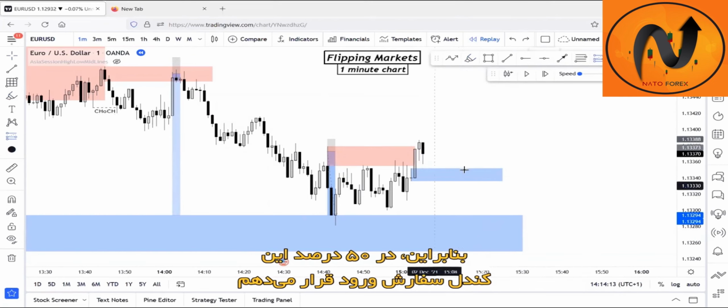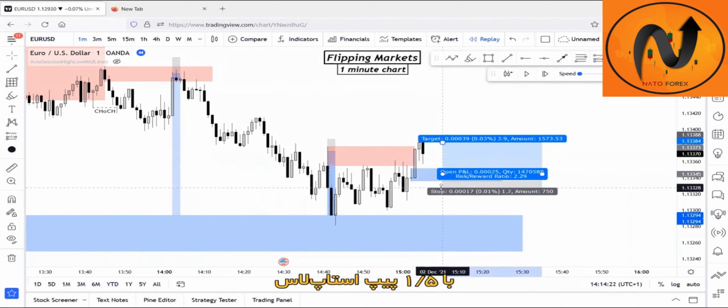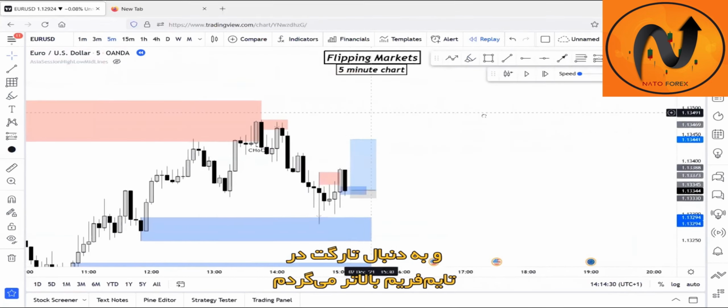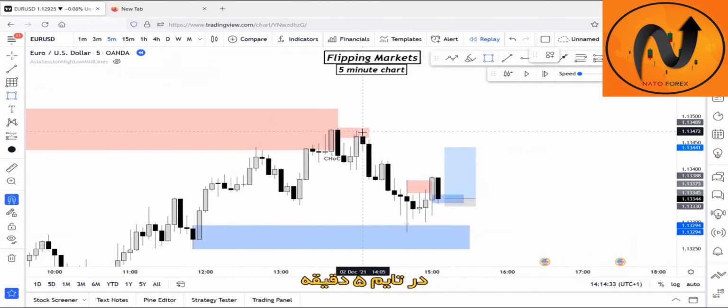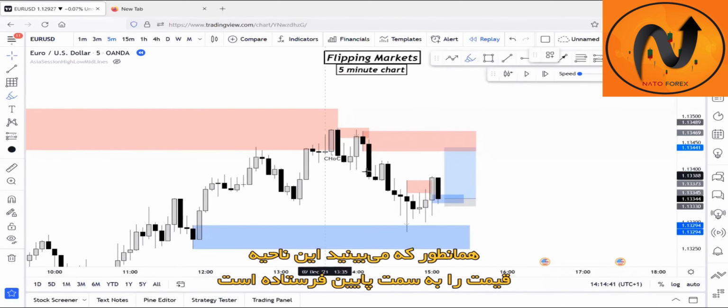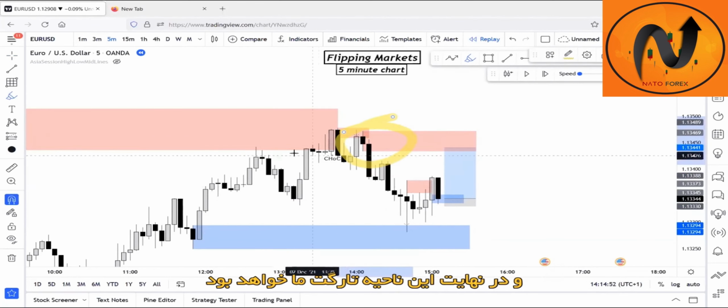So I will set my order on the 50% of this candle right here with 1.5 pips stop loss, and actually I would search for a higher time frame target. So on the 5-minute, this supply zone created the break of structure and the change of character on the downside. So this will be our target. As you can see, here came the impulse movement to the downside and pushed the price down and changed character here and here. So this will be our overall target.